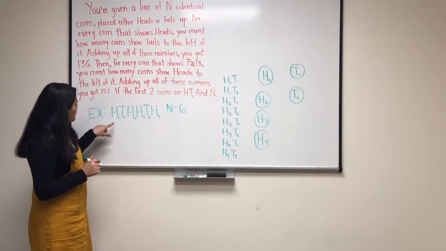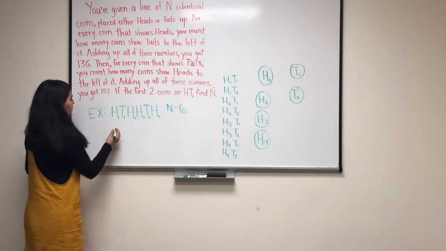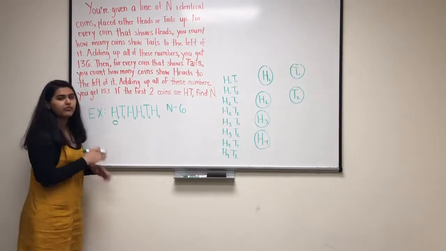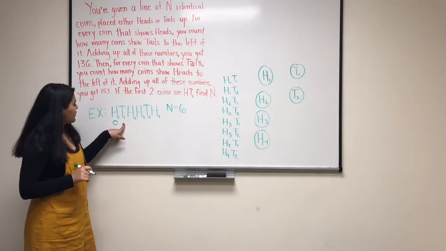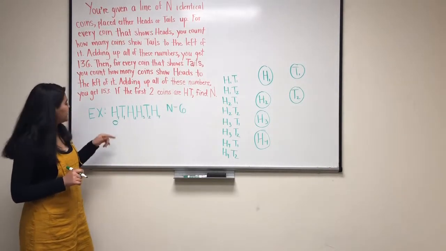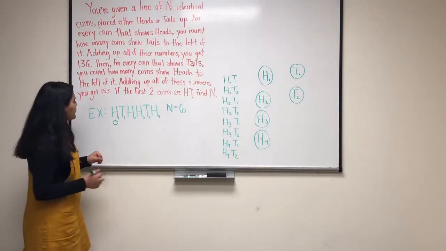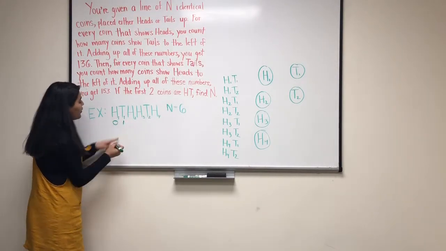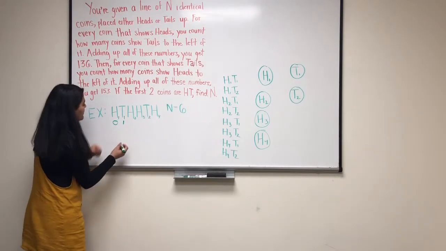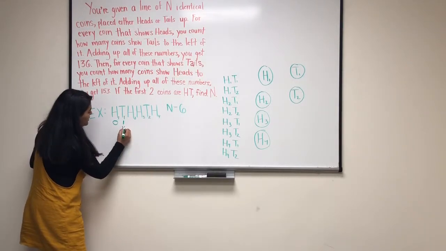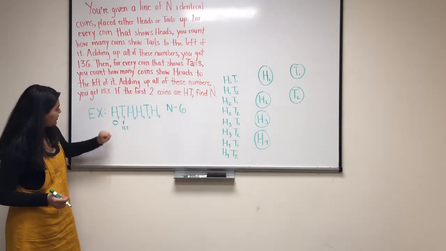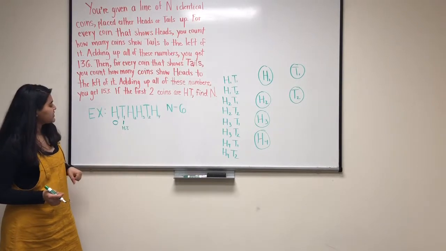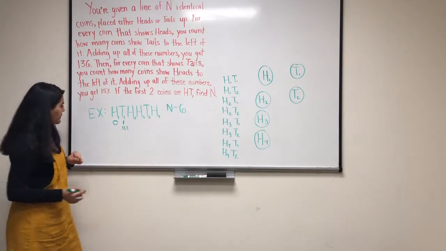For H1, there are 0 tails to the left of it, so it's just 0. That's it. I have to write no pairs because its score is 0. But here for T1, we have this one head, specifically H1 to the left of it. So its score is 1, but where did I get this from? I got it from H1 being mapped with T1. So this little pair, H1 and T1, results in T1 having a score of 1.